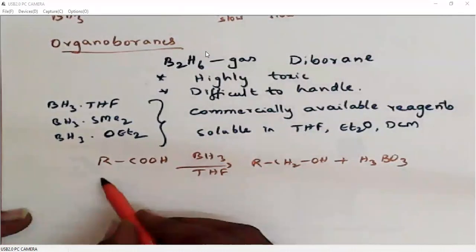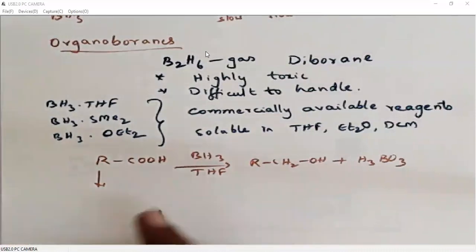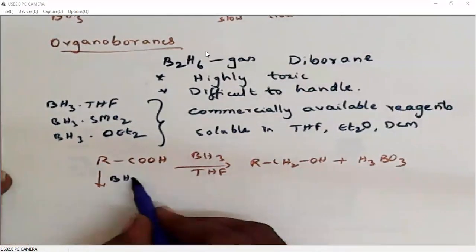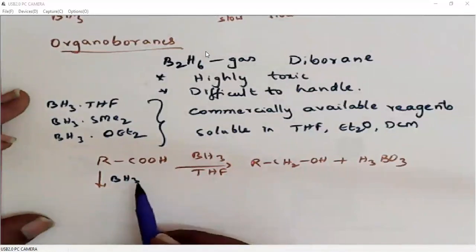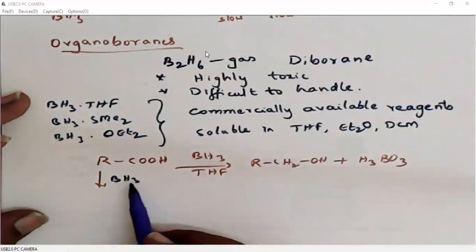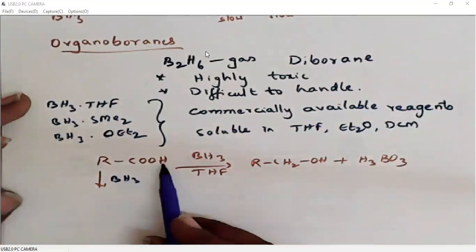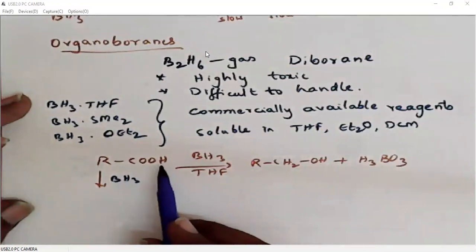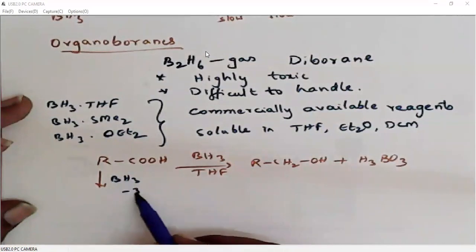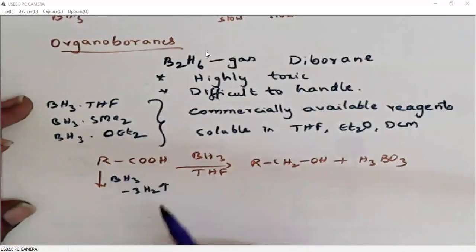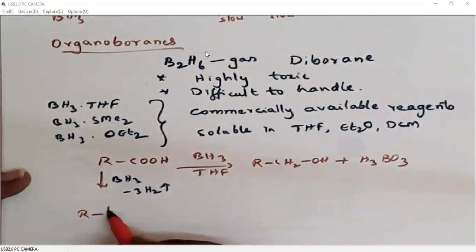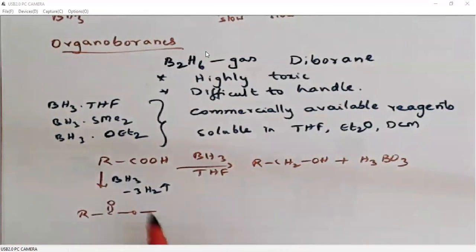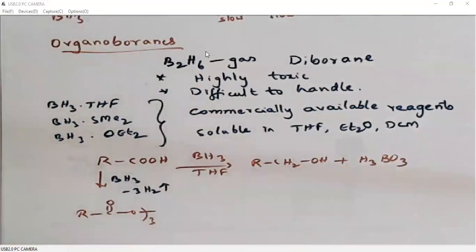When we add borane, what happens? Borane is again a hydride source. So H minus, and the carboxylic acid is having H plus. So we will be losing 3 molecules of hydrogen gas, and we are generating a borate ester.